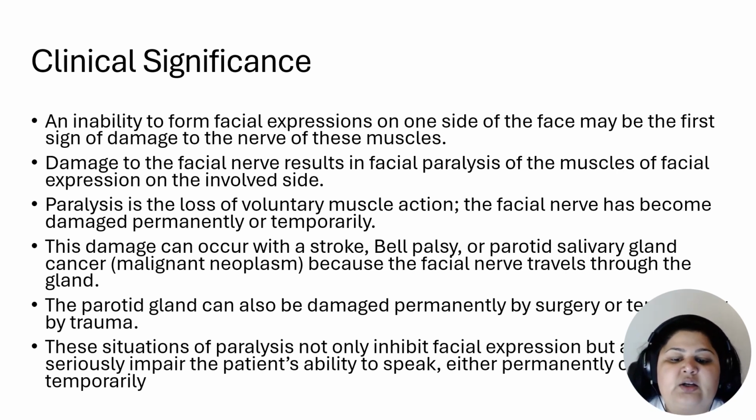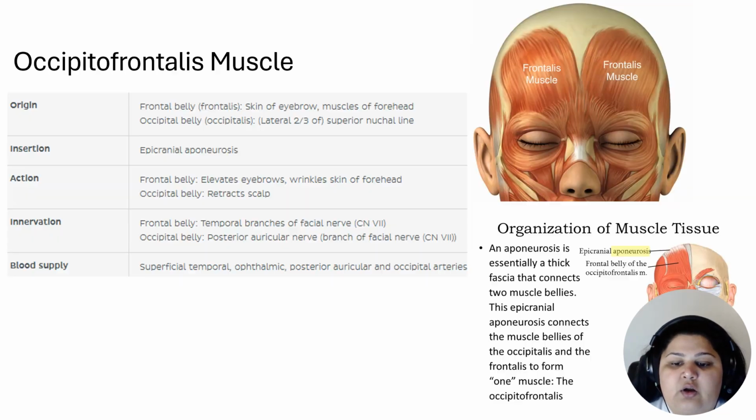The parotid gland can also be damaged permanently by surgery or by any infection. If you have an infection and it goes really bad, then it may cause some damage or paralysis.